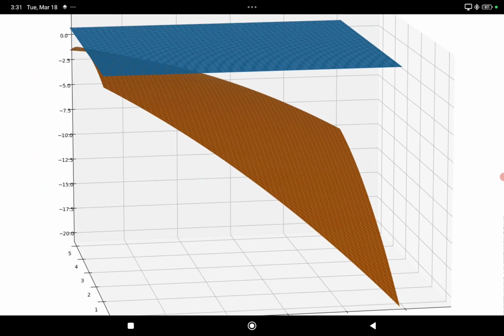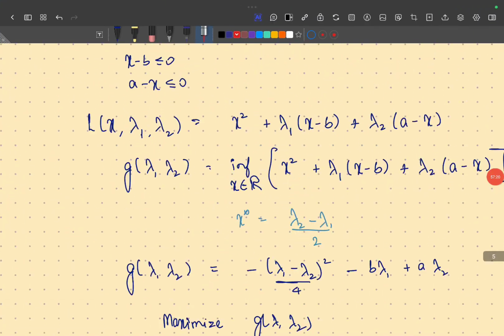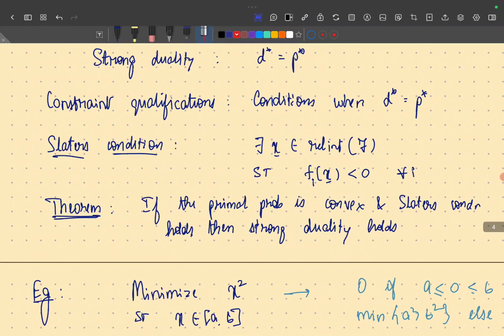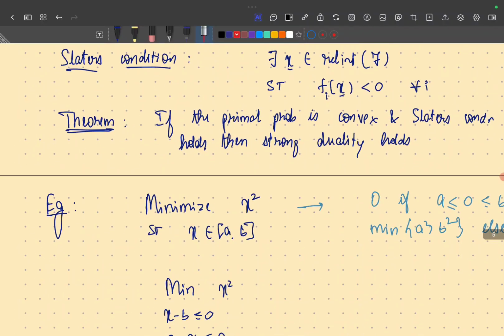All right? And that's something that we should expect, because in this example, the primal optimization problem was convex, and Slater's condition holds. Because I can take any point in the interior of A and B, and it satisfies these constraints with strict inequality. Right? So Slater's condition is satisfied, the primal optimization problem is convex, so strong duality holds.